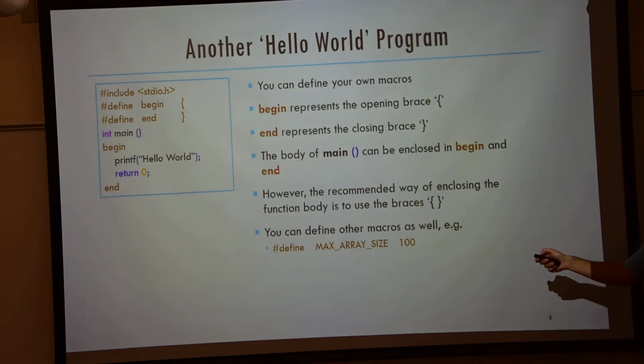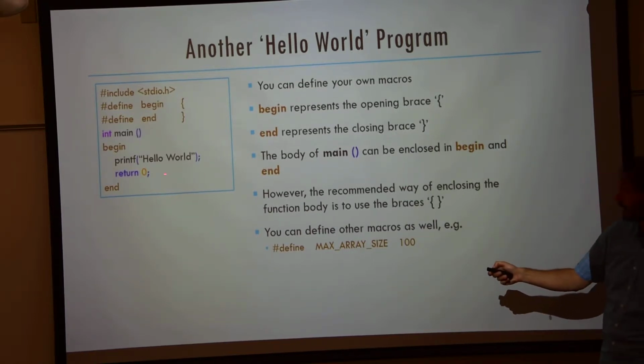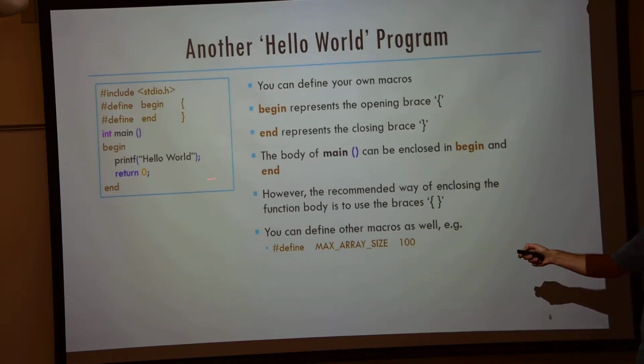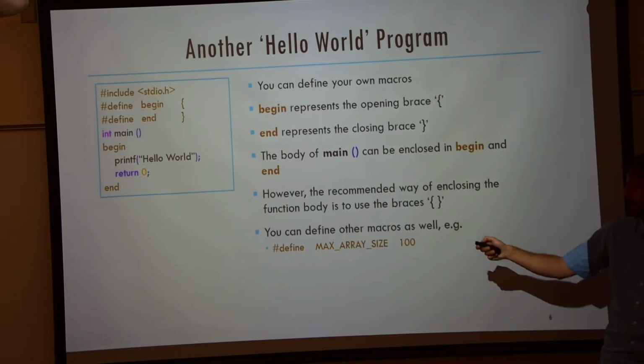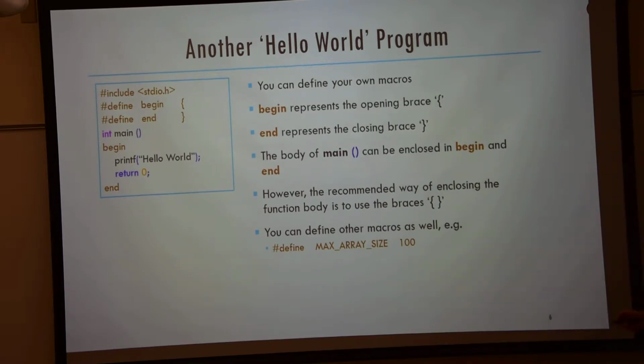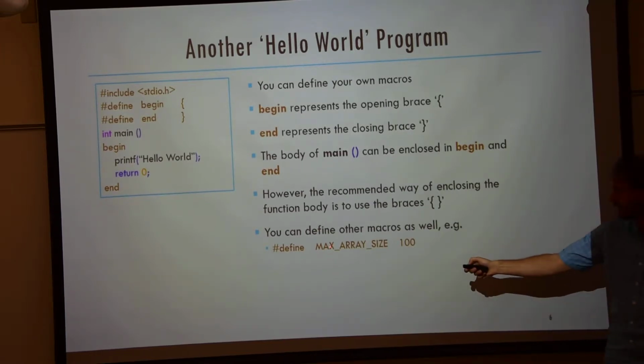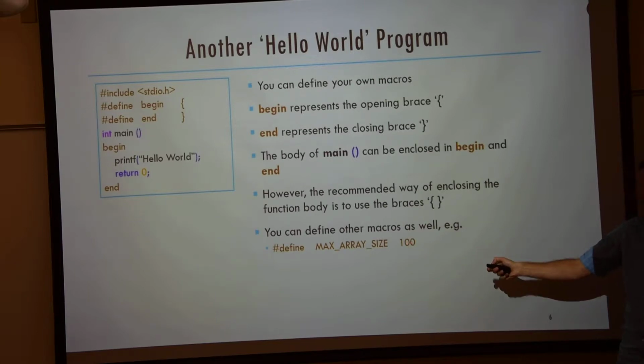So in this particular case, begin and end words are quite nice for the eye. You may want to use that, for example, maybe not. I like it. And the body of main here is now enclosed in the begin and end statement, because it will be replaced, as I said, by the preprocessor with these curly braces. You can have other things. Here we have a max array size that we define to be 100. Actually, that's something that we'll do a lot.